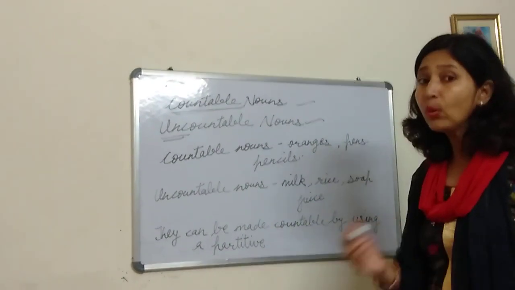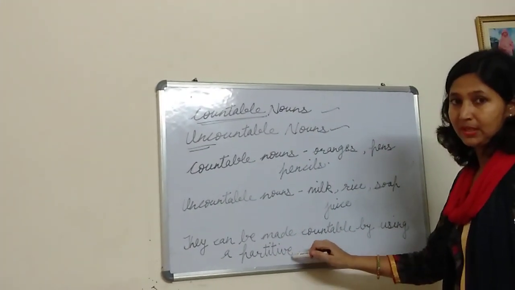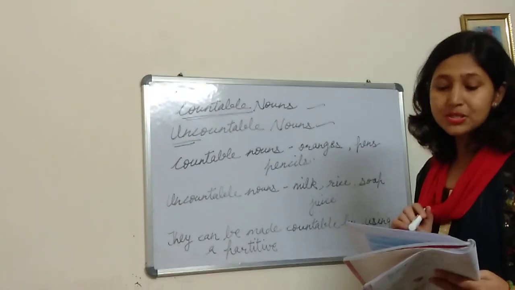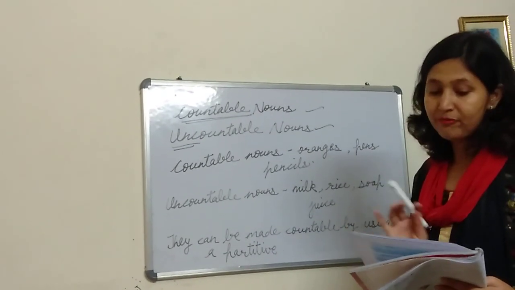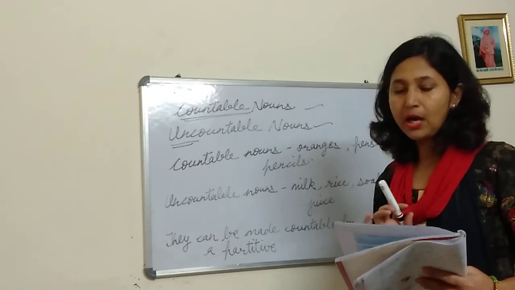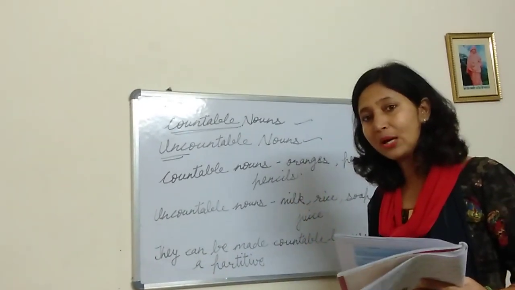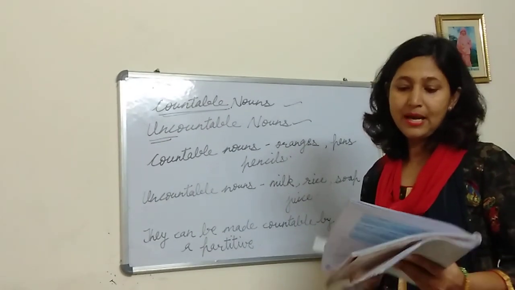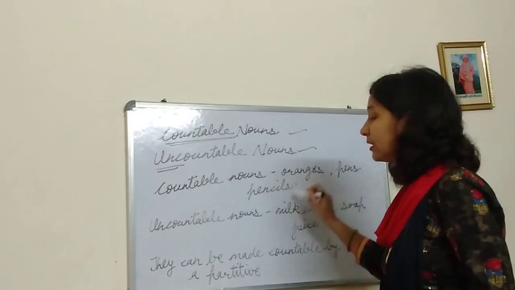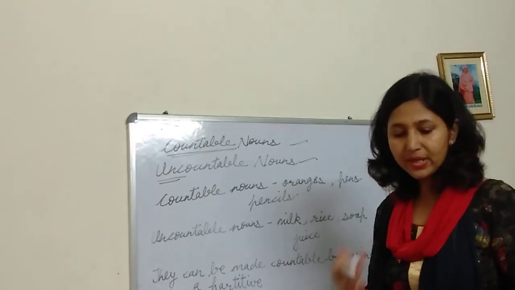But uncountable nouns can be made countable by using a partitive. Clear? Now what is the partitive? The partitive is used to show that only a part of the whole of something is being referred to. For example, a packet of biscuit, a slice of bread, a jar of jam, a dollop of ice cream. Now here is a list of uncountable nouns which can be made countable by using a partitive. I am reading this list, and I have given this list in the PDF also, so you all have to learn that. Is it clear? So I am reading this list for you.